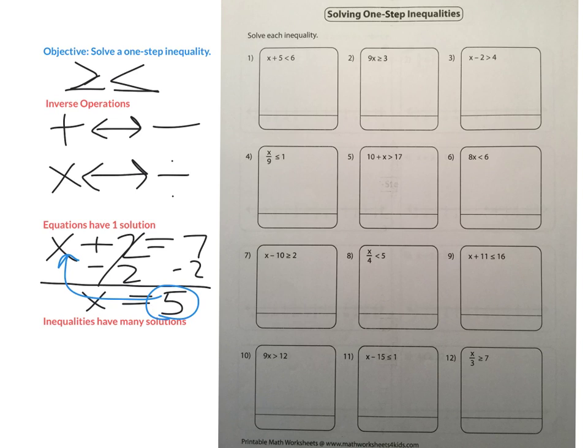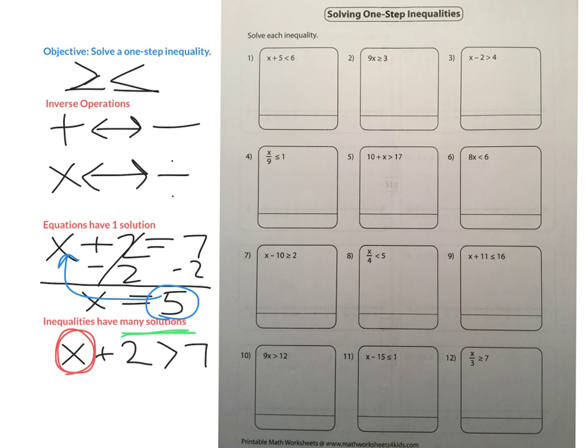The major difference with an inequality is that inequalities have many solutions. In an inequality, you will not see an equal sign being used. That's why we use an inequality sign. So if we change that to x plus 2 has to be something greater than 7, there are a lot of possible solutions for what x could be.